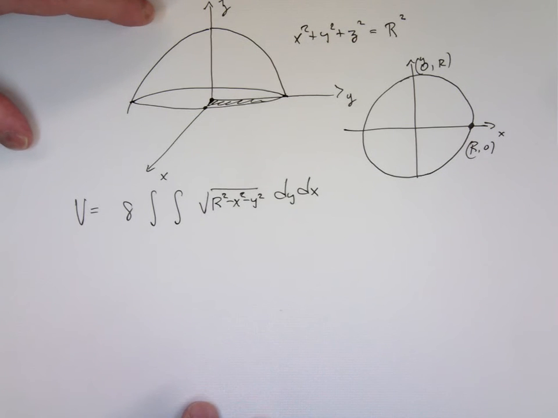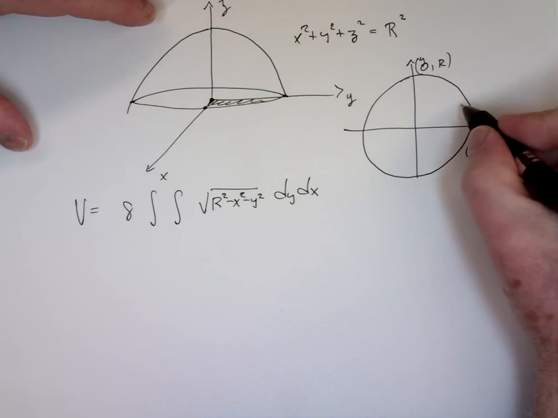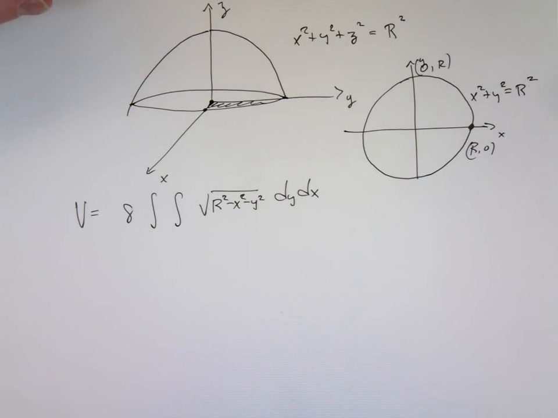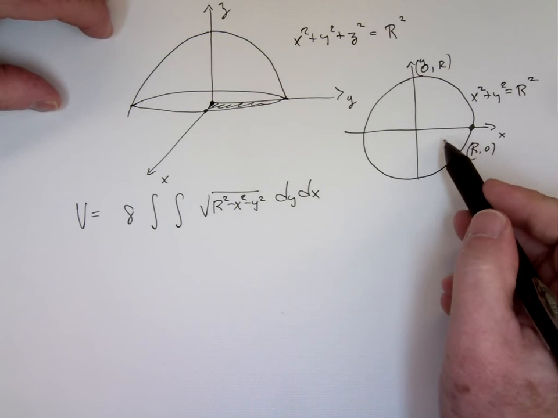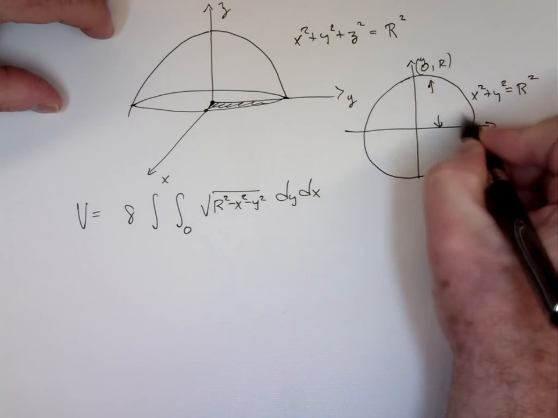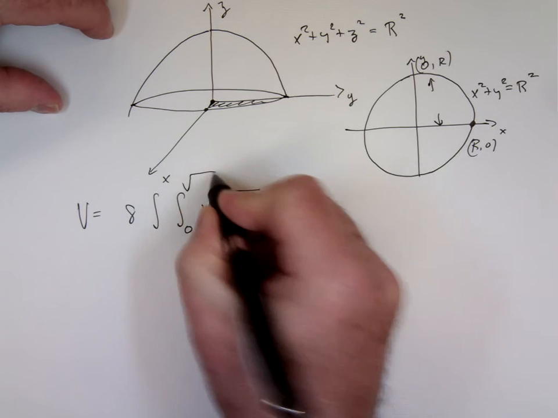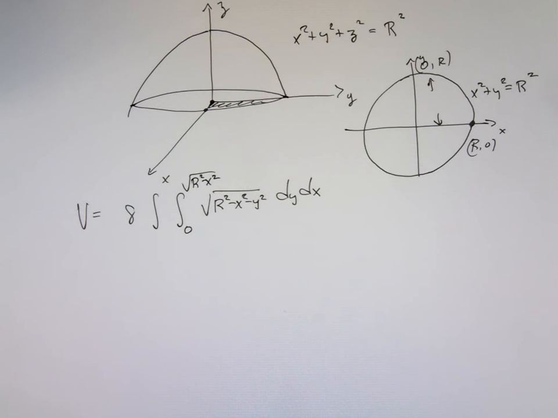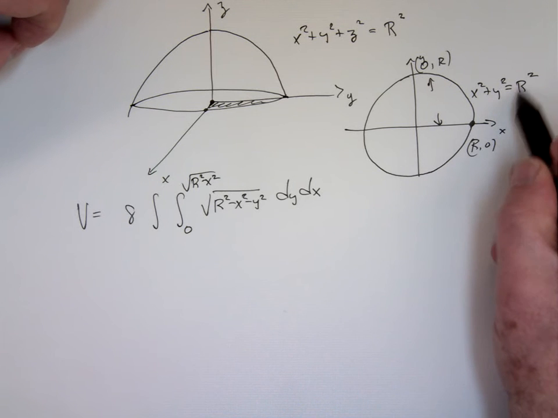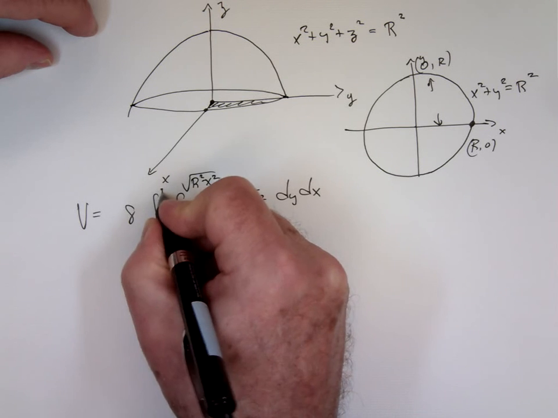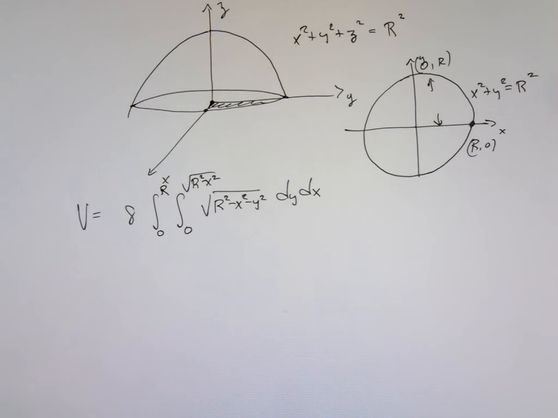The y's are going to go, now the equation of this circle is x squared plus y squared equals r squared. So the y's are going to go from 0 until you hit the function, which is the square root of r squared minus x squared. When you solve for y, that's the equation. And the x's are going to go from 0 to r. That double integral will give us the exact volume of that sphere.